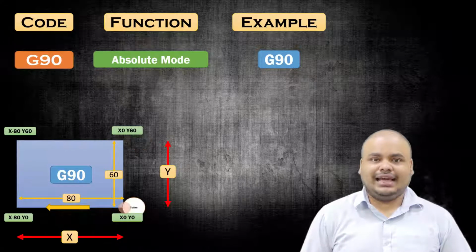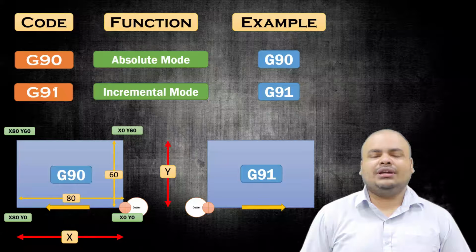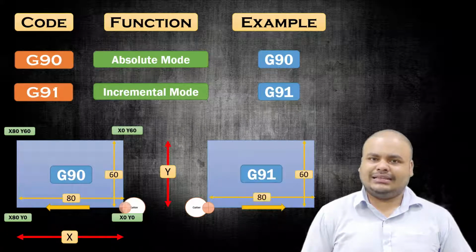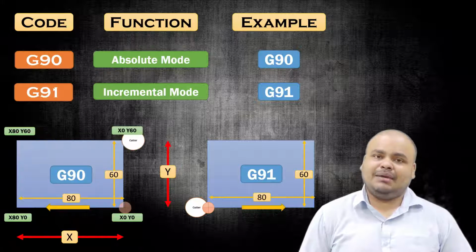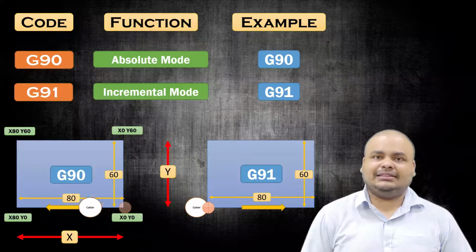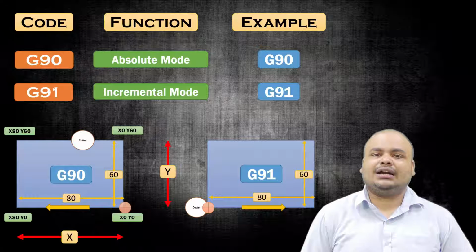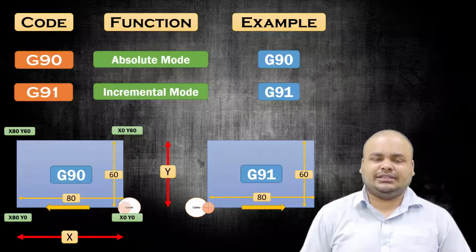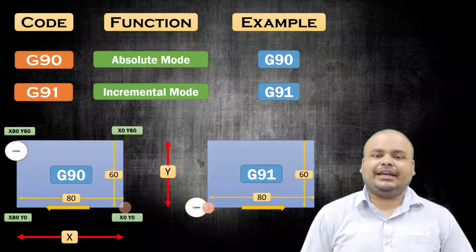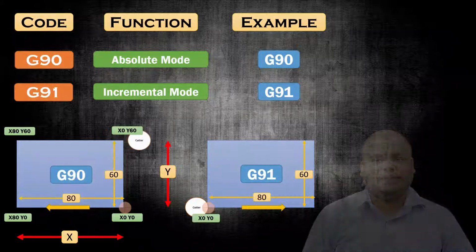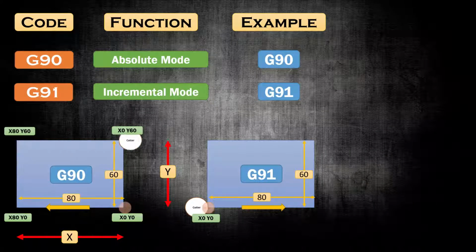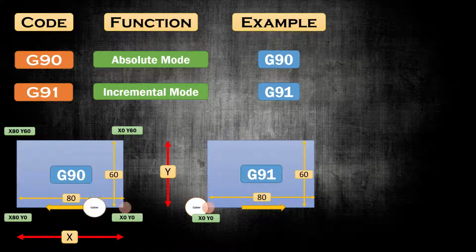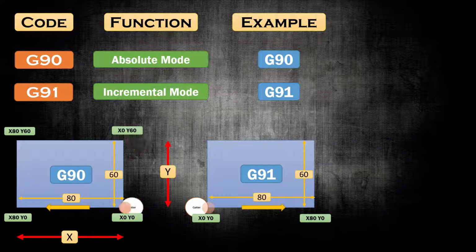Then moving to the next, that is the incremental mode, keeping the absolute mode aside. In incremental mode, we can see the same length, that is 80 millimeter length and 60 millimeter width, and here the cutter reference I have taken in the opposite direction the cutter will move. So here I have taken the starting reference point as x0 and y0. When the cutter moves towards the right-hand side, the first coordinate you get is x80 and y0. Then when the cutter moves up, it will be x0.